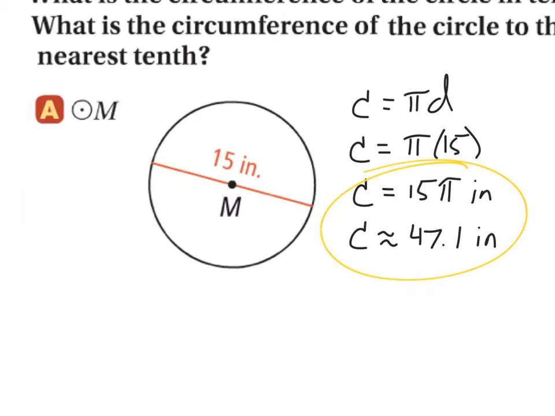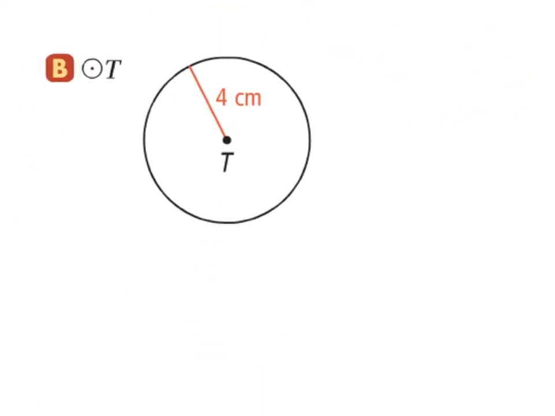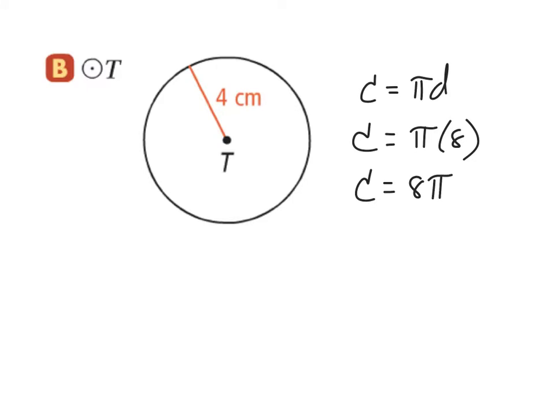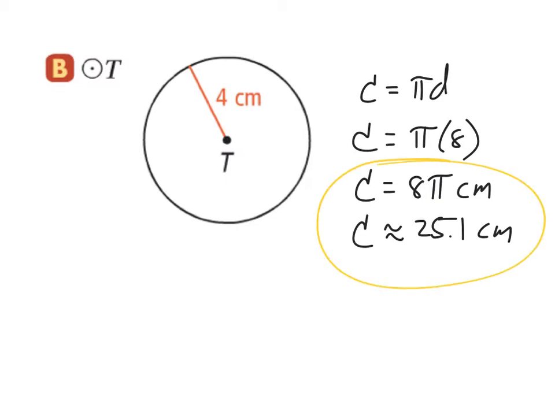Take a look at part B. Part B again: circumference equals pi d. But be careful, the diameter is 8. They gave us the radius. And so our circumference is 8 pi centimeters. And make sure you give it rounded to the nearest tenth like they ask for. So 25.1 centimeters. We needed both answers for full credit.